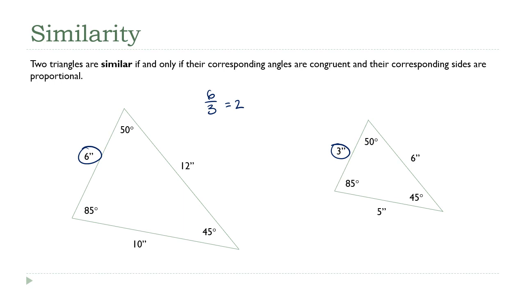So if I do this with the 10 and the 5, we get 2 again. And if I do this with the 12 and the 6, we get 2. So thinking about our idea of having the same shape but on a different scale, what we're seeing here is that the first triangle has the same shape as the second one, but its sides are all twice as long. Or you can look at it the other way and think of the sides of the smaller triangle as being half the size of the larger one.